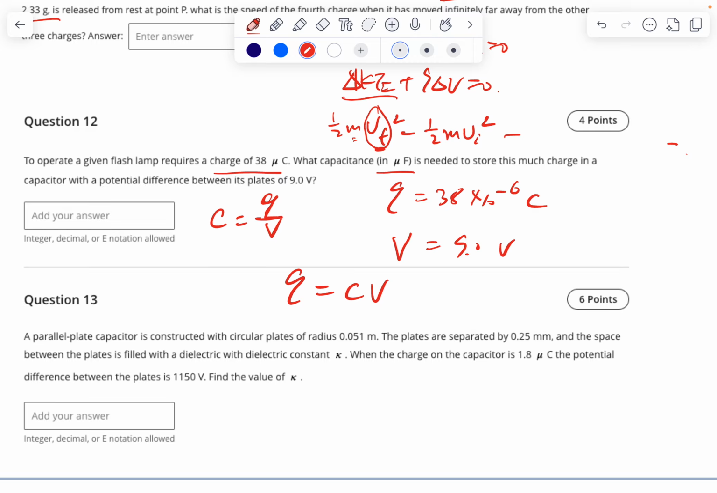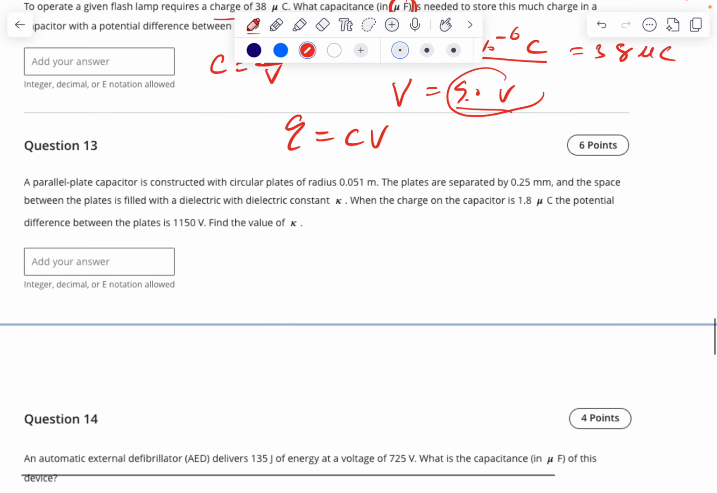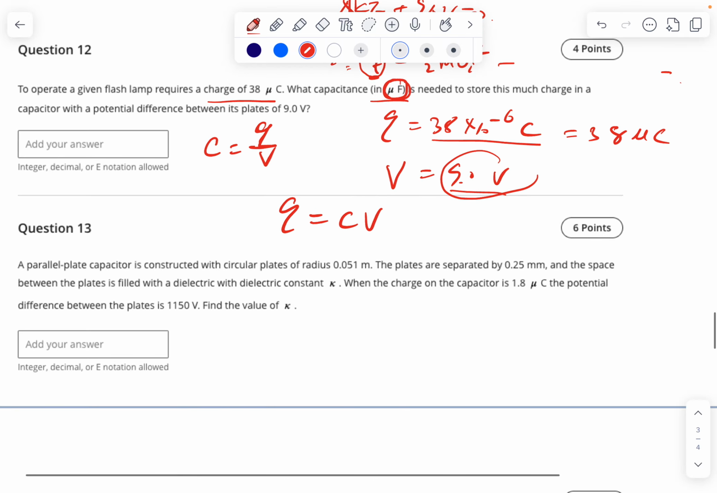Okay, so just plug in this divided by that. But the answer is asking for microfarad, right? So if you use 38 microcoulomb, divided by this, you will get a microfarad. All right. Okay, plug into this equation.